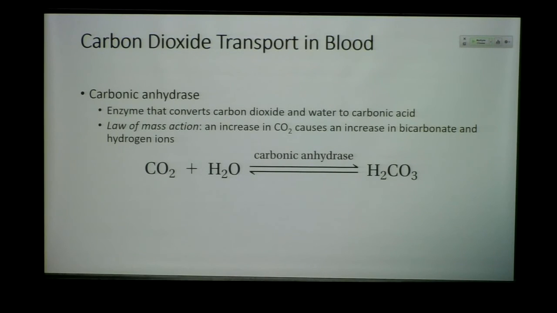Okay, so really important to understand here that depending on where we are in the body, what tissues we're at, this reaction is being driven to the right or to the left in order to make bicarb and hydrogen ions, or to make CO2 and water to be exhaled in the lungs. Okay.